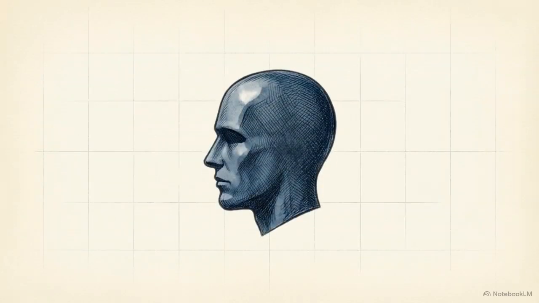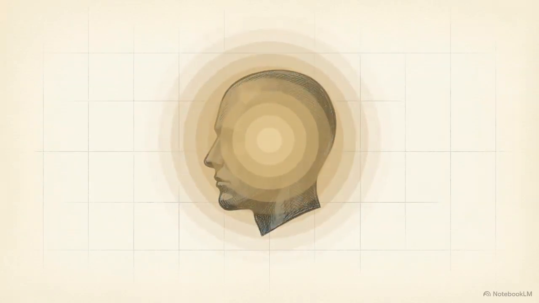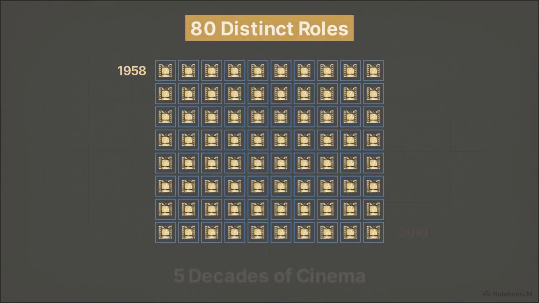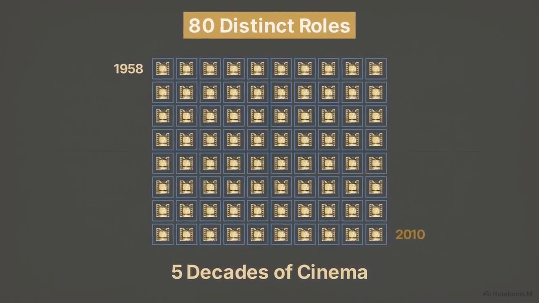The studio method is an acting style rooted in the internal psychological depth and emotional history of a character, rather than external mannerisms. Since 1958, he has built an intimidating catalog. Look at this grid: 80 distinct film roles spreading across 5 decades of cinema.